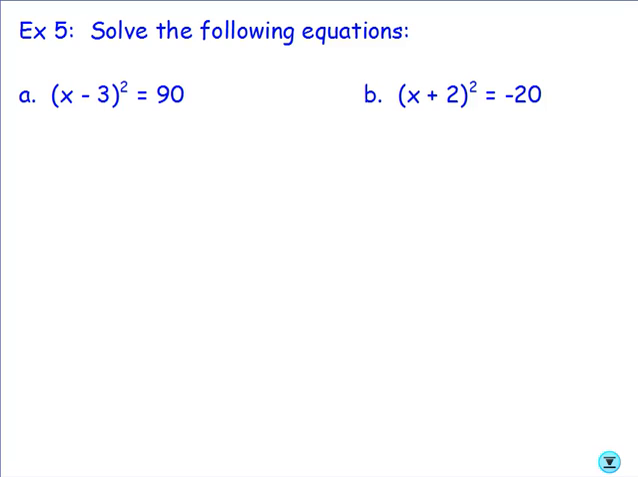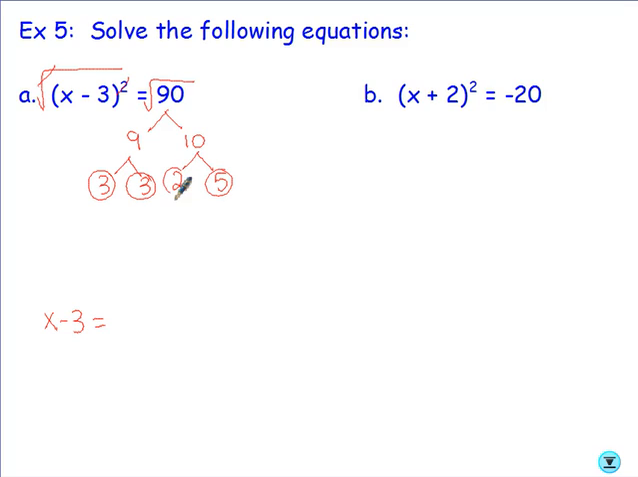So let's see how you did. You should have started by square rooting both sides. Cancel, cancel. Down here we have x minus 3 equals the square root of 90. Well, you could start with 9 and 10. 9 is 3 and 3. Those are prime numbers. 10 is 2 and 5. Those are also prime numbers.